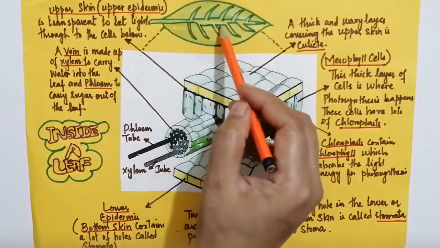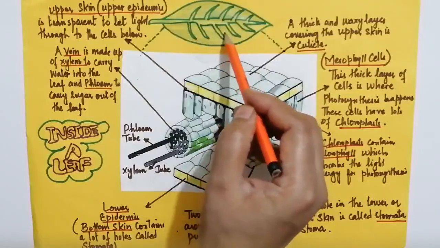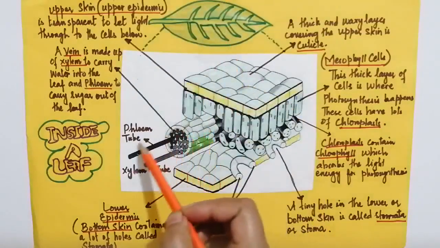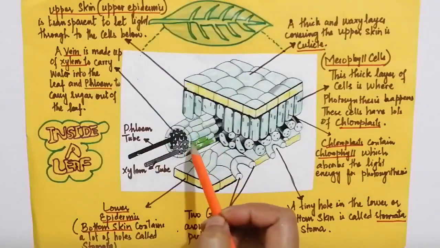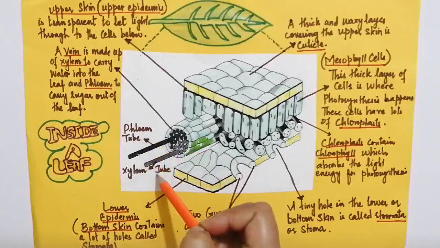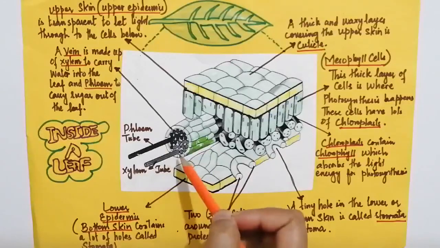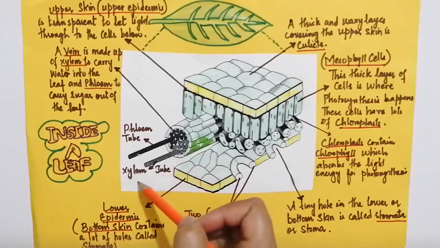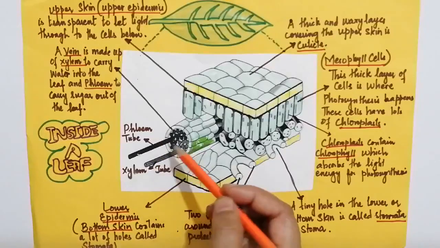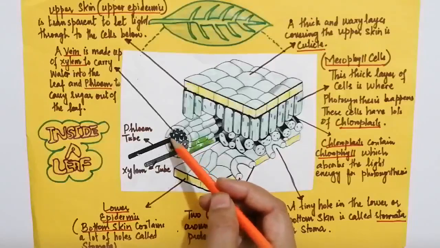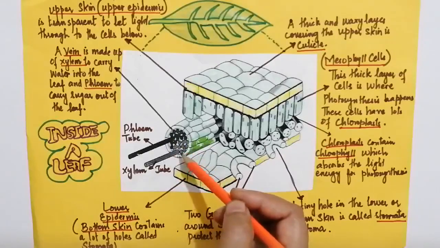So if you closely look at the vein under microscope, you will find the structure in this manner. At this look you will find the structure of vein, which is made up of two types of important tubes, phloem tubes and the xylem tubes. And you know very well the function of the phloem as well as xylem. Phloem and xylem tubes are responsible for transport of food and water respectively.